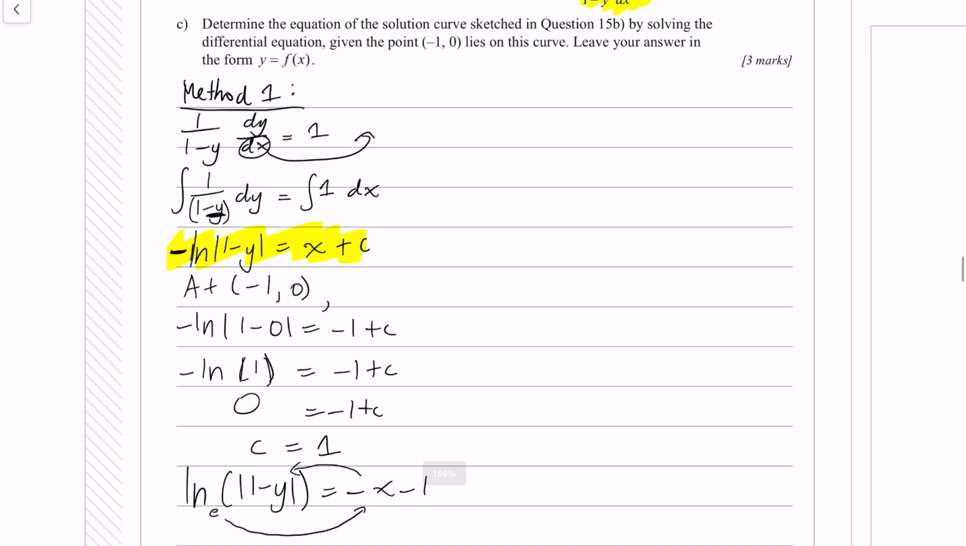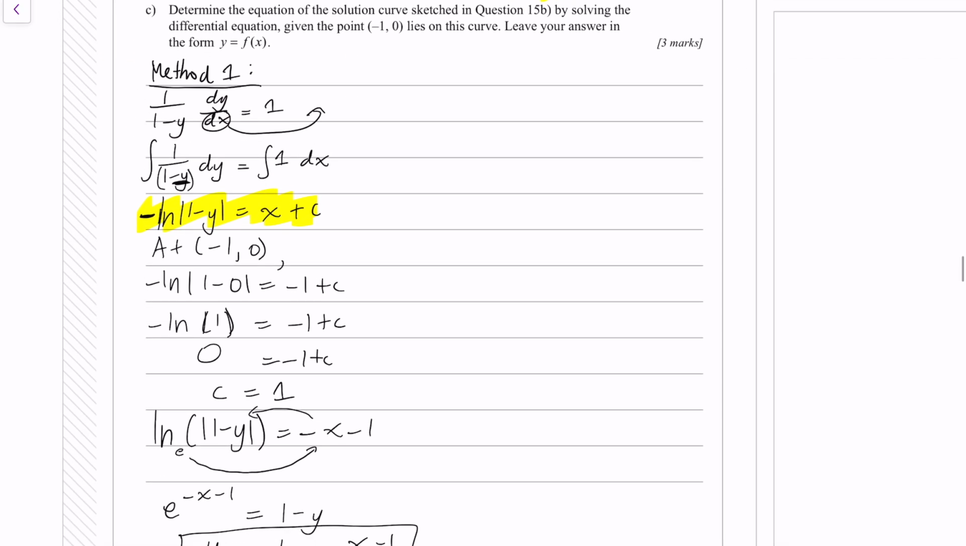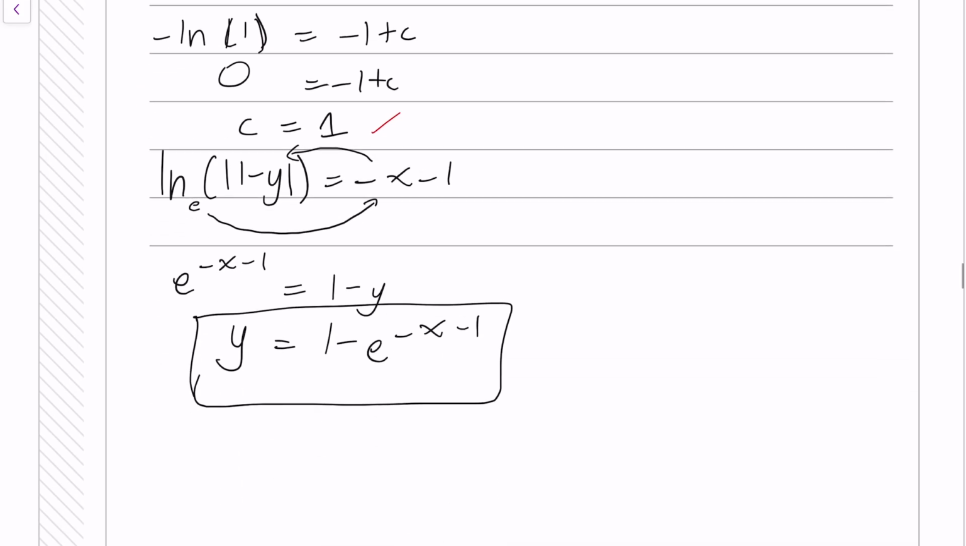Okay, so the 3 marks there, the first mark in this first method at least, is to correctly determine a general solution to the equation, which is this part here, and then find that c value, and then the final mark is this one. Okay.